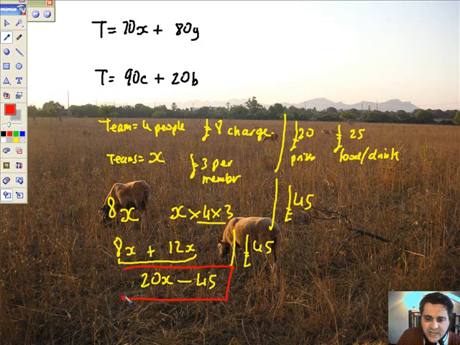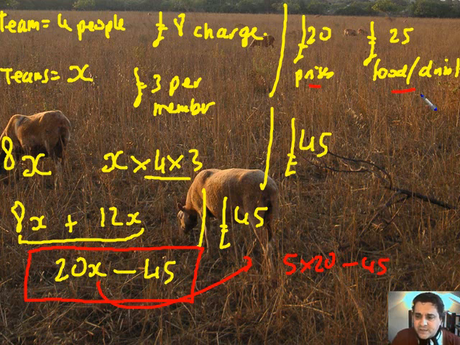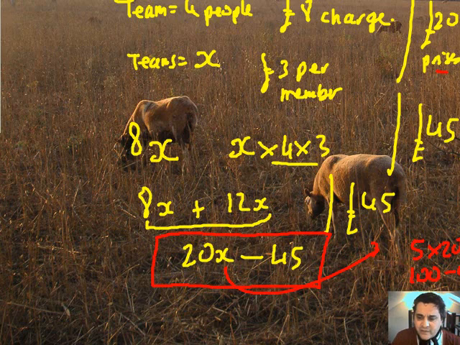20x take away 45, and if for example 5 teams come, I'd expect to make 5 lots of 20 in terms of the takings and also what they're likely to spend, and take away the £45 worth of prizes and food and drink. So that will be, say, 100 take away 45. That would give me £55 profit, wouldn't it?